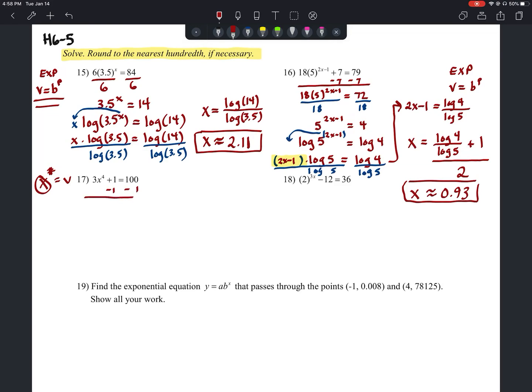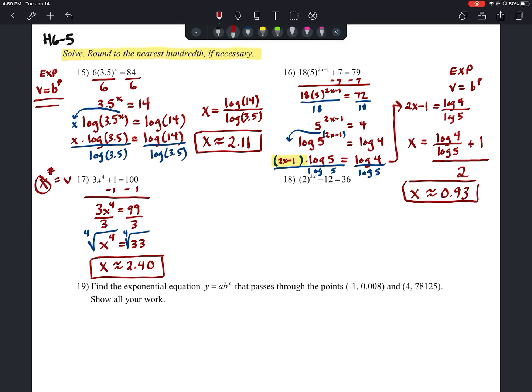So let's take it here. We're going to subtract 1 from each side. We have 3x to the fourth is going to equal 99. And now we're going to divide each side by 3. So we're going to say x to the fourth power is going to equal 33. So in order to find that, we need to undo that fourth power by taking the fourth root. And as we do that, we should end up with x being approximately 2.40. So that is the answer for number 17.